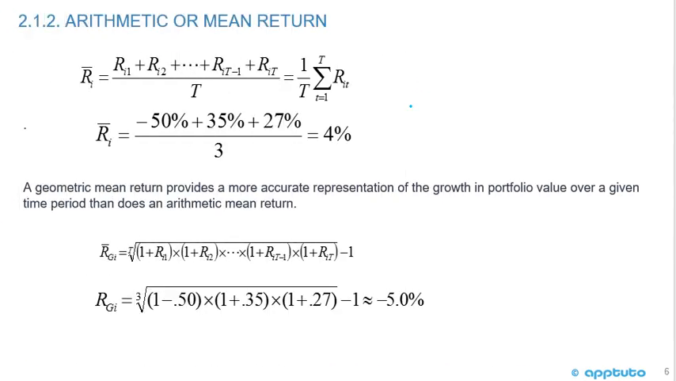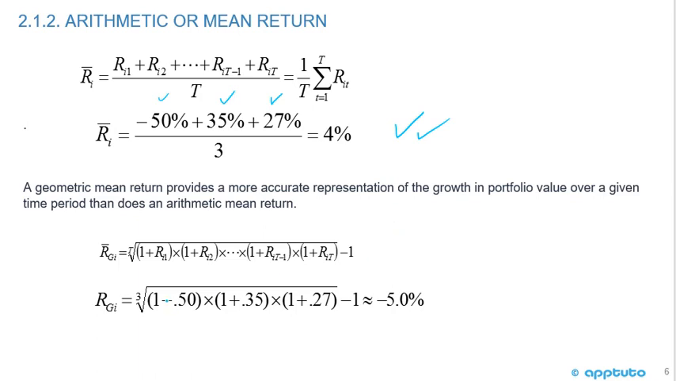So we're just going to work through a little example here to see why when we're dealing with investment returns, we should always use the geometric mean return. So here we have an example where we have 3 returns for 3 different periods. Return 1 is negative 50%, return 2 is plus 35%, and return 3 is plus 27%. So to calculate the arithmetic mean return is very easy. It's the sum of the numbers divided by the count of the numbers. Negative 50% plus 35% plus 27% divided by 3, and we get an arithmetic mean return of 4%.